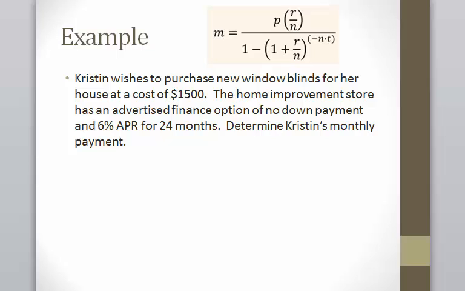So let's read through our problem and let's try to determine what numbers are going to go in for which letters. So M is the installment payment. That is what we're looking for. We're trying to determine her monthly payment. P is the amount financed. So we know that P will be $1,500.